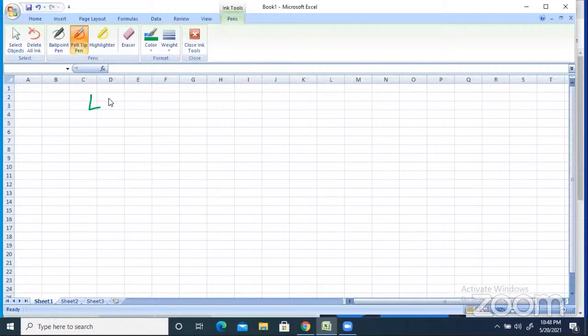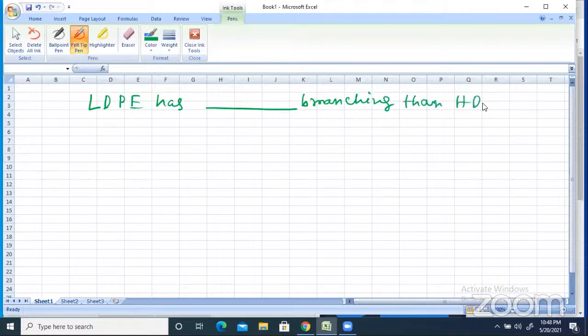Now, this question is based on structure or morphology. LDPE has dash branching than HDPE. Number 1, more. Number 2, less. Number 3, same. None.